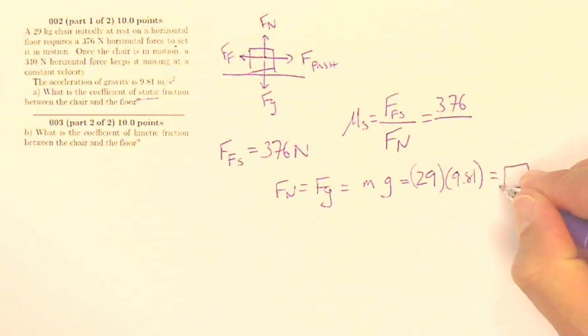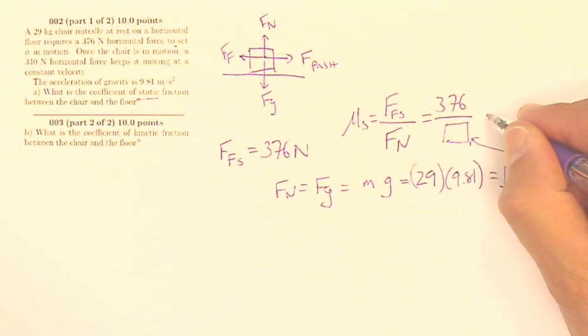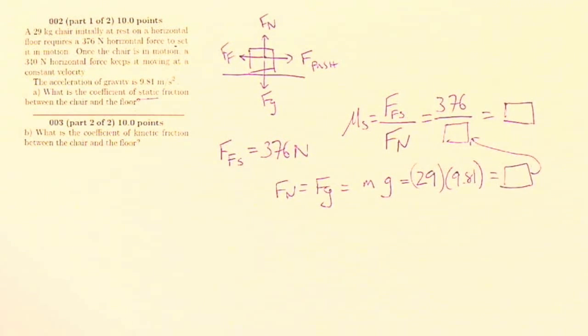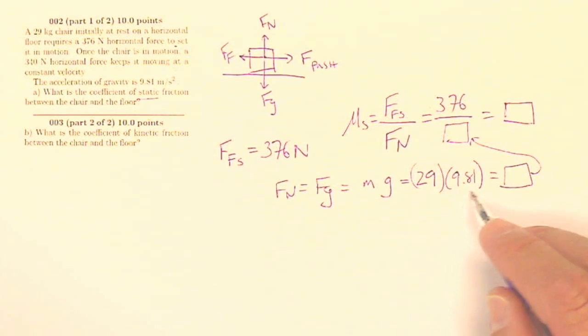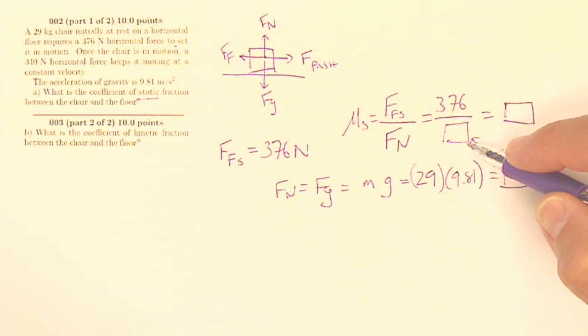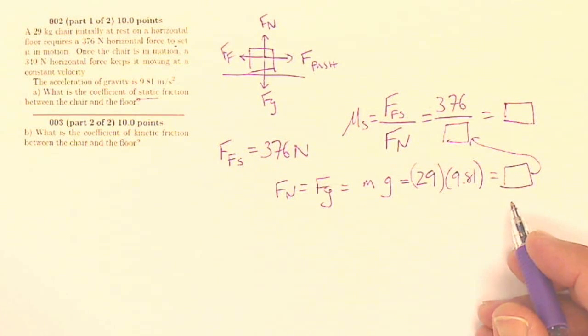Well, force of friction over my normal force gives me my coefficient of friction, and that will be the answer to my problem. Looks to me like this is going to be about 290 and this is about 376. So in this case, I'm going to get a coefficient of friction greater than 1, which is not normal, but for this case, it's just the way Texas picked numbers.